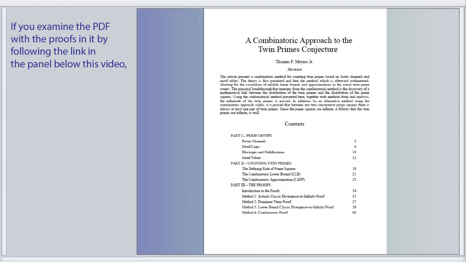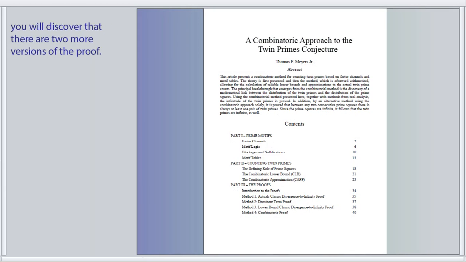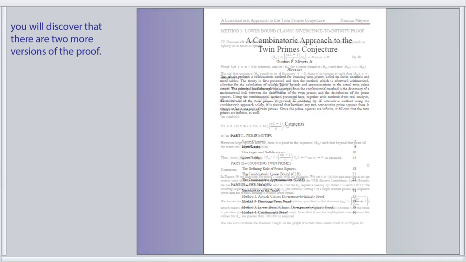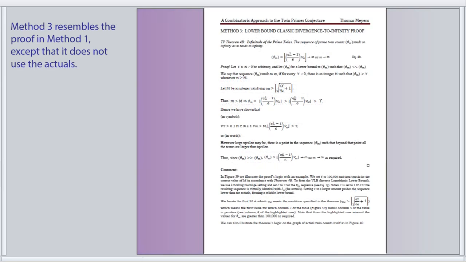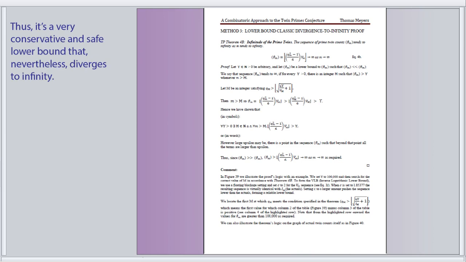If you examine the PDF with the proofs in it by following the link in the panel below this video, you will discover that there are two more versions of the proof. Method 3 resembles the proof in Method 1, except that it does not use the actuals. Instead, it uses a lower bound based on a lambda setting of 3, indicating an assumption of 3 blockages per motif, which of course can never happen. Thus, it's a very conservative and safe lower bound that nevertheless diverges to infinity. And since the actuals will be higher than the lower bound, it follows that they too diverge to infinity.